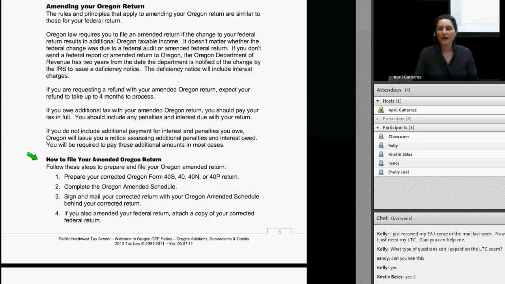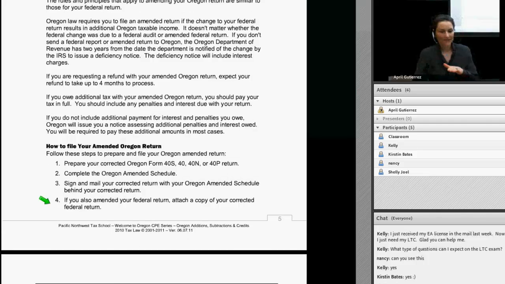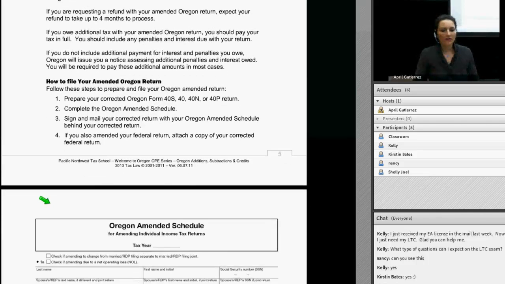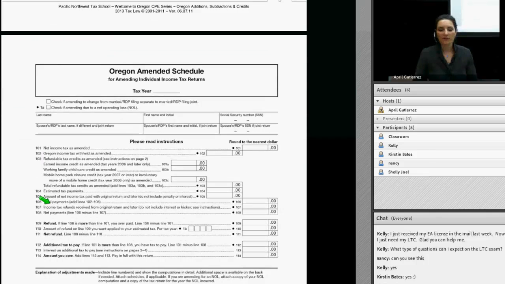Now, how do you file your Oregon amended return? Well, you follow these steps. You prepare your corrected Oregon Form 40S, 40, 40N, or 40P as appropriate. You complete the Oregon amended schedule. You sign and mail your corrected return with your Oregon amended schedule behind your corrected return. So there is some confusion, and it's easy because the federal return normally says put the 1040X on top of the corrected return. And Oregon is saying, no, put the Oregon return on top of the amended schedule. If you also amended your federal return, attach a copy of your corrected federal return behind as well.